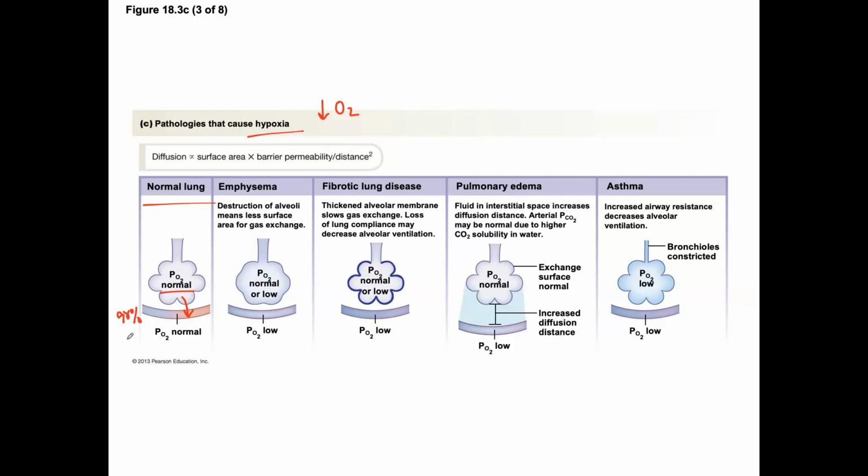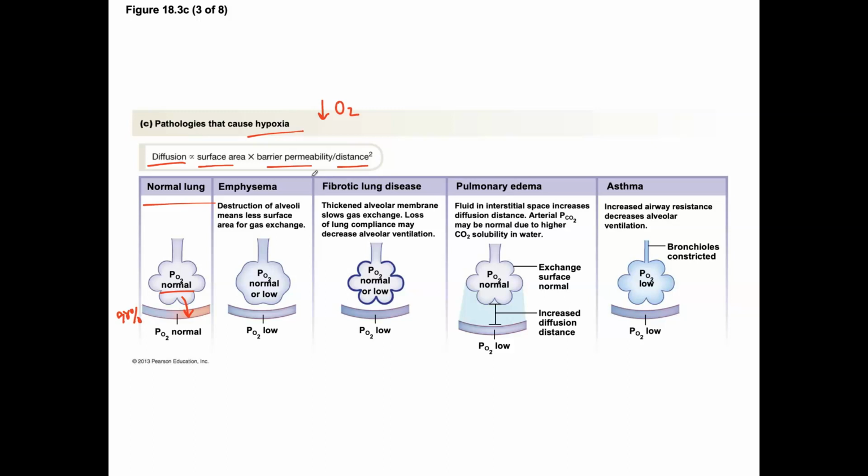So what are some things that we can look at? Well, we can look at the diffusion rate of oxygen into the circulatory system being affected by things like surface area, concentration gradients, barrier permeability, so how well does the gas get across the membranes, even the diffusion distance. All of these things can affect how we get oxygen into the circulatory system and could lead to hypoxia.